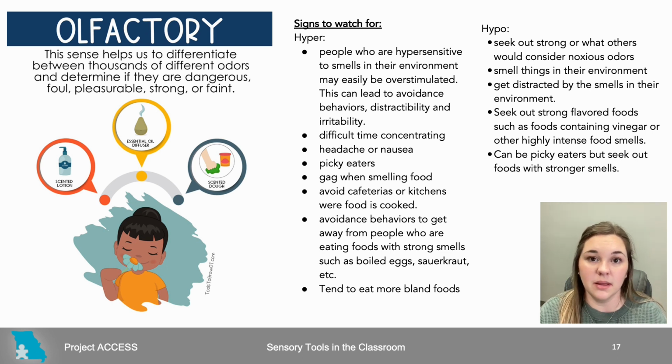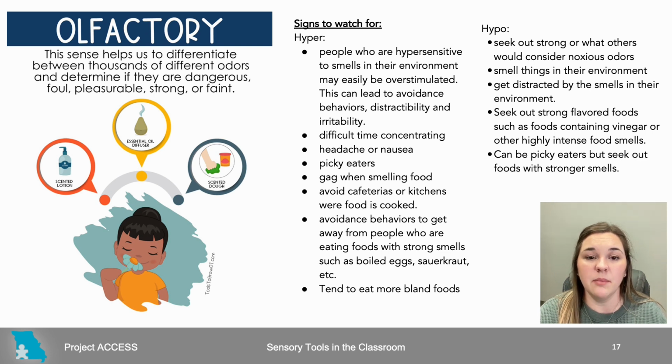Or if they know it's going to be lunchtime, they may have behaviors to avoid having to go to the cafeteria because they can't stand the smell of it. They may have a difficult time concentrating, have nausea or headaches. They may become picky eaters. They may gag when they smell certain foods. They may avoid cafeterias or kitchens. They may have avoidance behaviors to get away from certain people who have a strong smell. And they may tend to eat more bland foods because typically they don't have as strong of a smell.